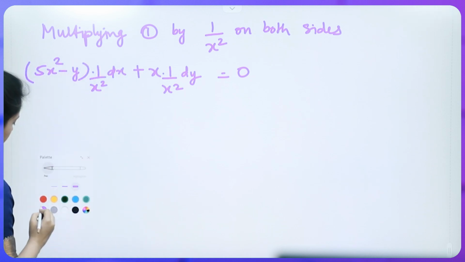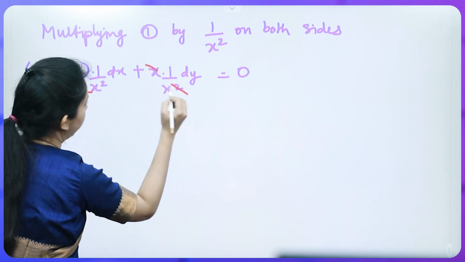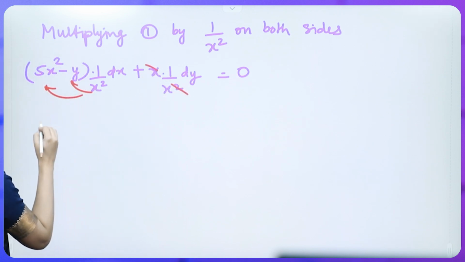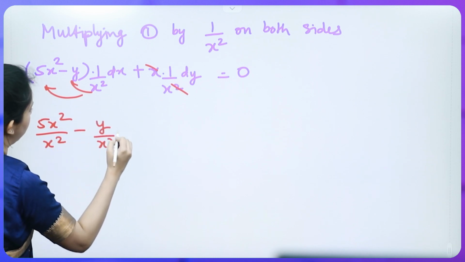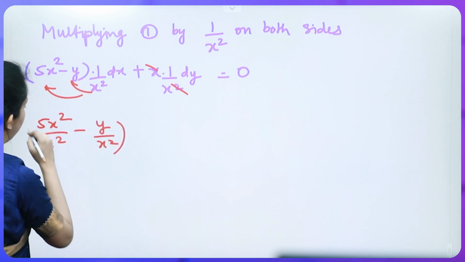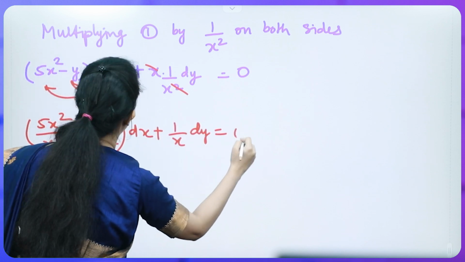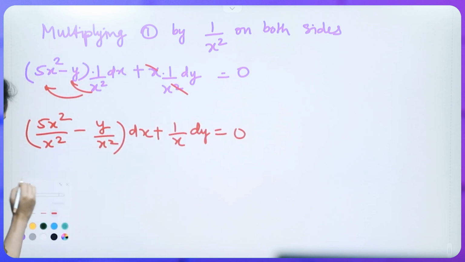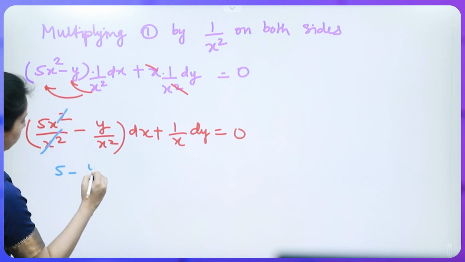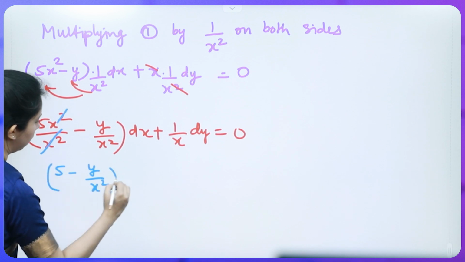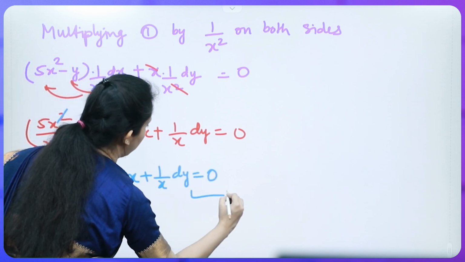Next, we will simplify this. We will multiply this 1 upon x square with each and every term. Here it will get cancelled. So, what we will have? We will have 5x square upon x square minus y upon x square dx plus 1 upon x dy is equal to 0. So, on simplifying it, we can cancel it. So, we will have 5 minus y by x square dx plus 1 upon x dy is equal to 0. So, this is our new equation.